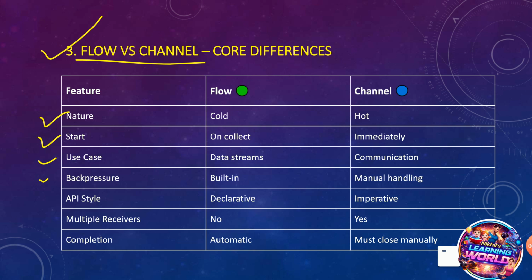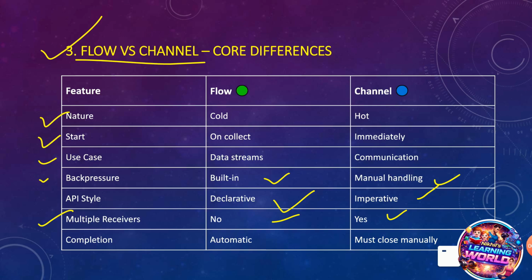Okay, so back pressure: it's built in for Flow, and manual handling for Channel. API style is declarative for Flow and imperative for Channel. Multiple receivers: Flow doesn't have multiple receivers, but in Channel, yes, there are multiple receivers there. And completion: that is automatic for Flow, and Channel must be closed manually. Okay, so that's about the core differences between Flow and Channel.